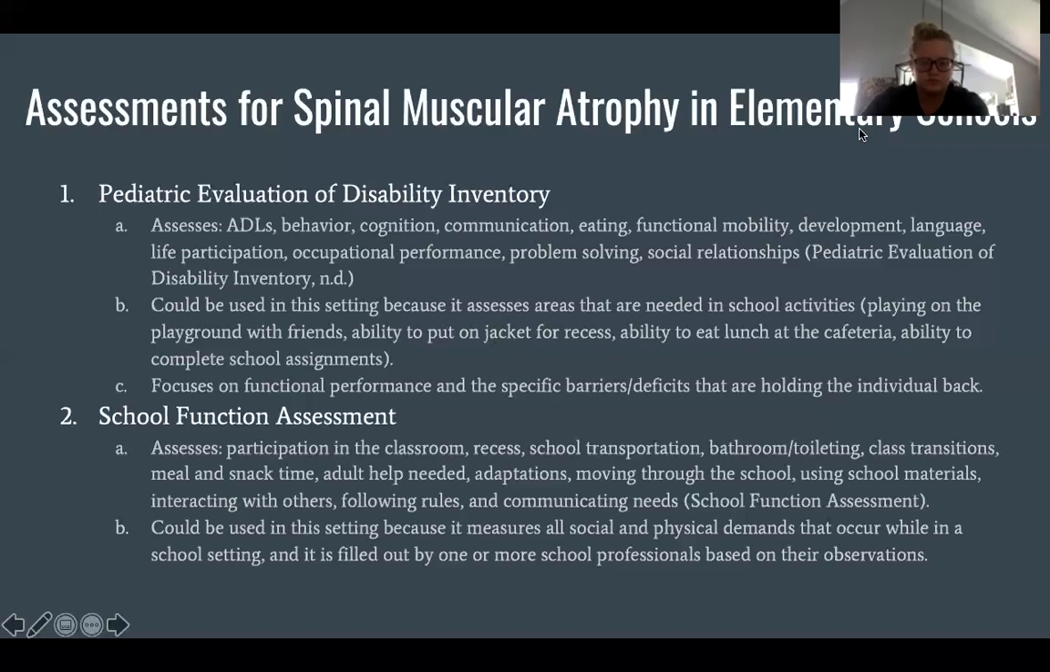And then the second assessment tool that we found is the School Function Assessment, or the SFA. And this just builds off of the PEDI, just in a more school environment. And it assesses participants in the classroom, recess, school transportation, bathroom, toileting, class transitions, meal and snack time, and so on. And it could be used in the setting because it measures all social and physical demands that occur while in a school setting, and is filled out by one or more of the school professionals based on their observations. And these professionals are fairly close to the individual, so they are well aware of how well the students are performing.